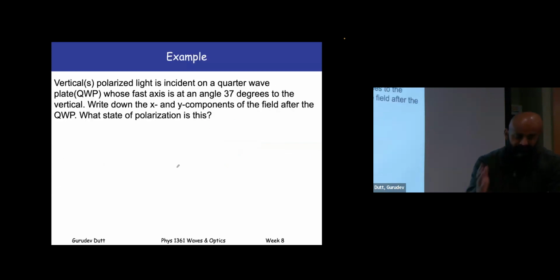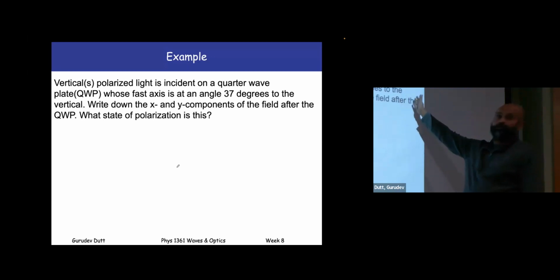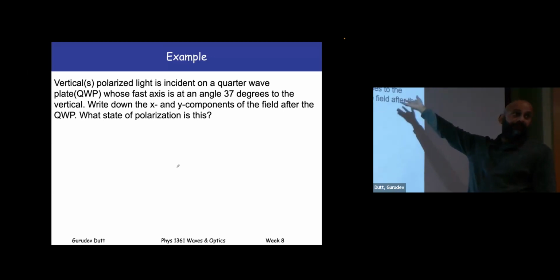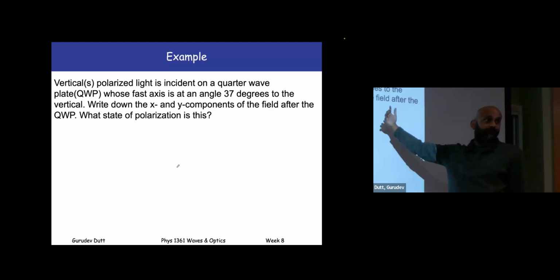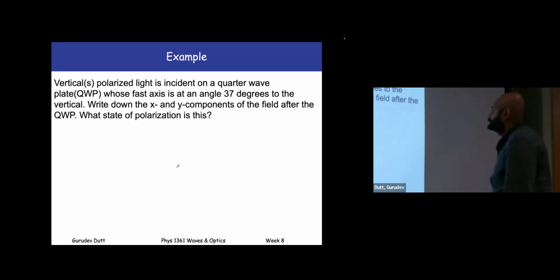Okay, let's do another example. Maybe this will help. I think you all should try this example with your friend, and then we'll talk. So vertical polarized light is incident on a quarter wave plate. This is the type of problem you'll see on the exam. So let's try to work through one of these. Whose fast axis is at an angle 37 degrees to the vertical. Write down the X and Y components of the field after the quarter wave plate. What state of polarization is this?